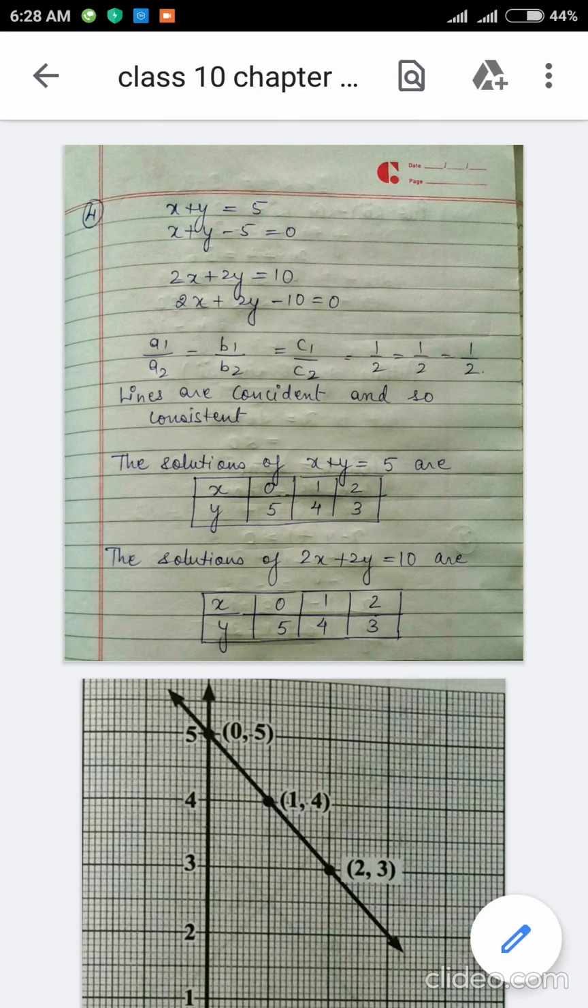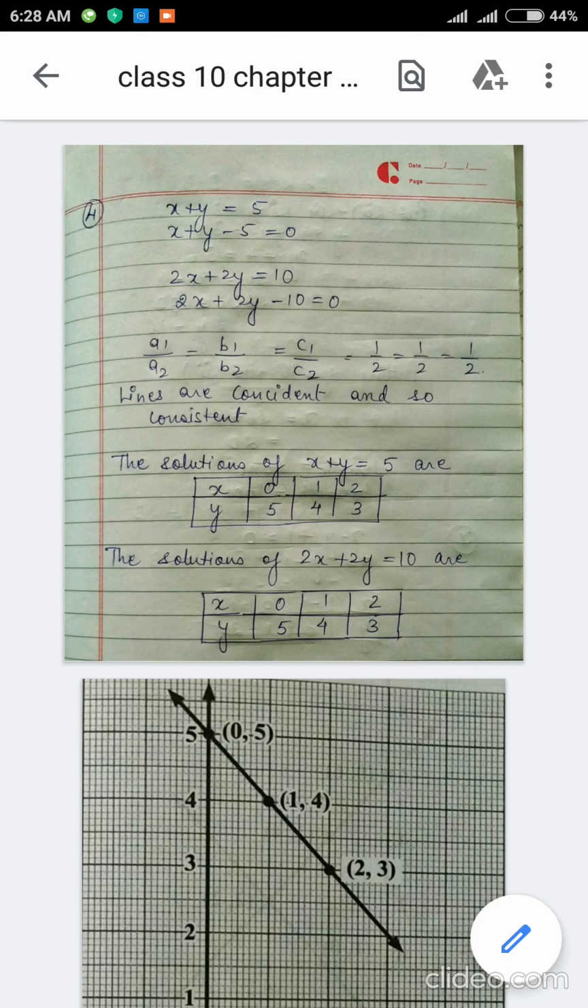We are making the ratio of the coefficients, right? It means a1 upon a2, b1 upon b2 and c1 upon c2. Here we can see that these three ratios are equal, that is 1 by 2, 1 by 2 and 1 by 2. It means the lines are coincident and so it is a consistent system, right? Coincident means the lines overlap each other, right?